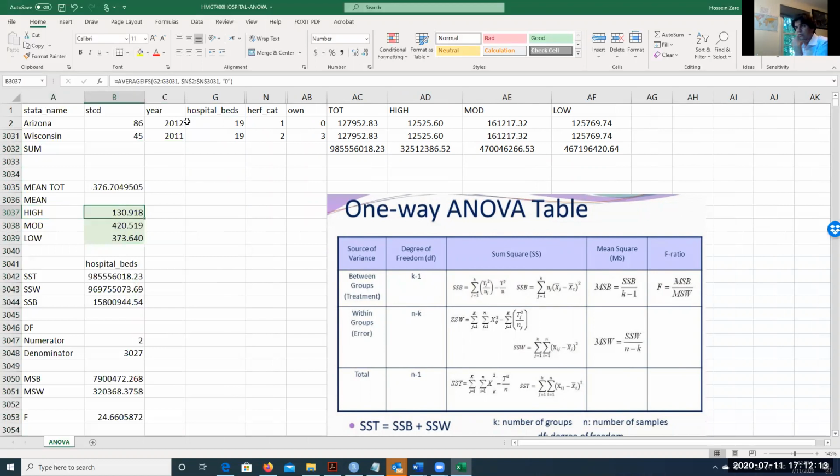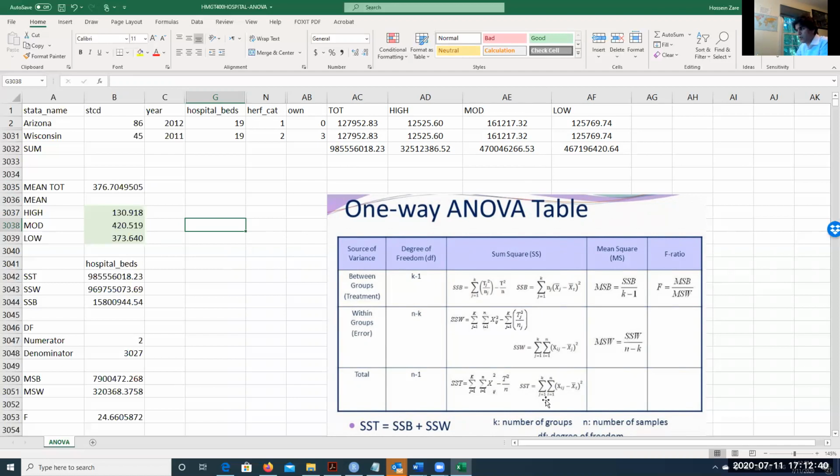For high, which was 0, I'm using AVERAGEIF. Same here, I'm filtering by 0, and then I can see high. The same for moderate, and the same for low. So this is the basic command I need here. Next, when I have this, I need to compute this value, SST.